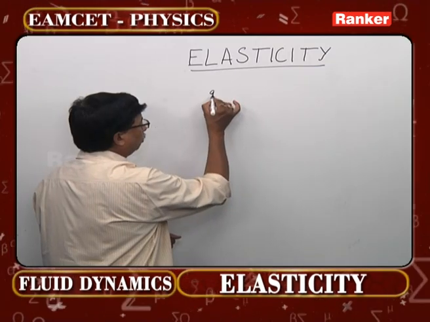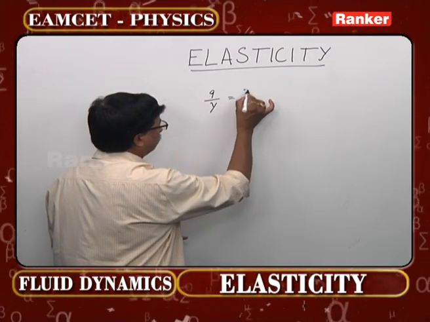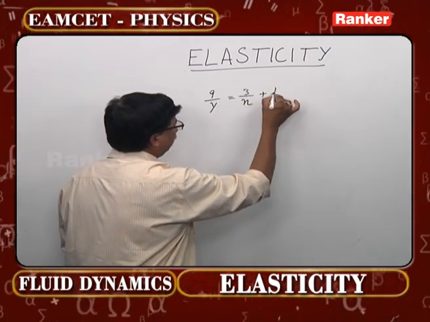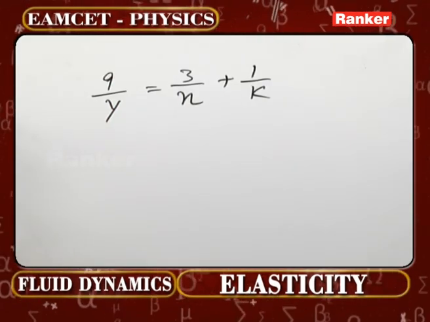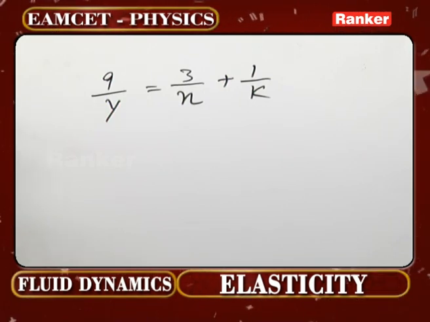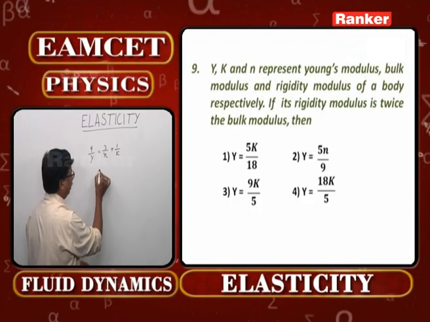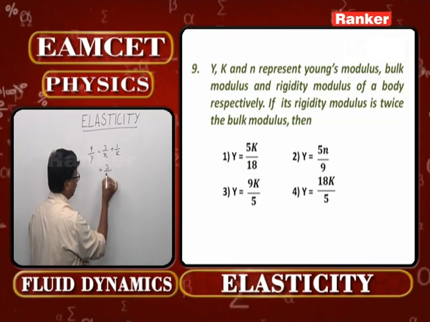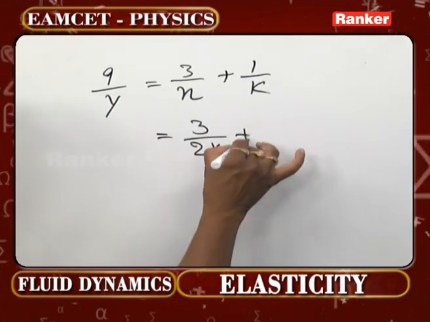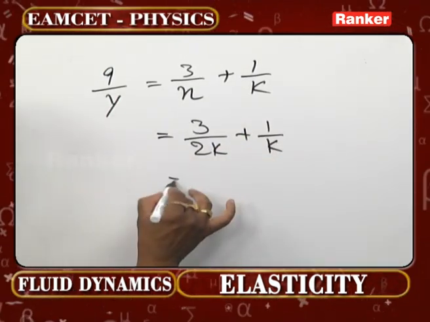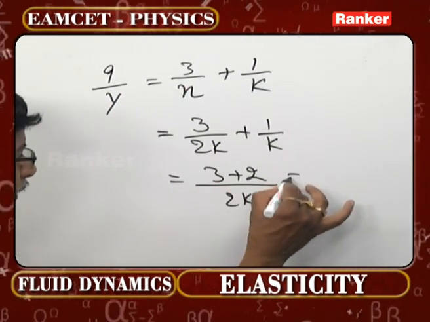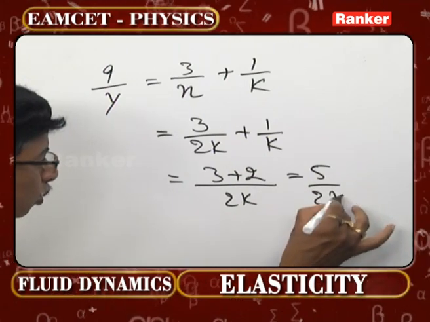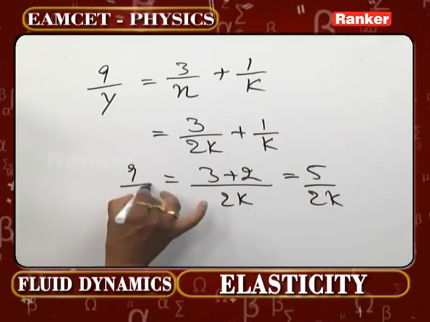In fact, we know 9 by Y is equal to 3 by N plus 1 by K. That is the usual formula. But what has been given here, you look at carefully, rigidity modulus is twice the bulk modulus. That means N should be taken as 2K, so 3 by 2K plus 1 by K. Now you can write directly 2K over here, 3 plus 2, which now becomes 5 by 2K is equal to 9 by Y.